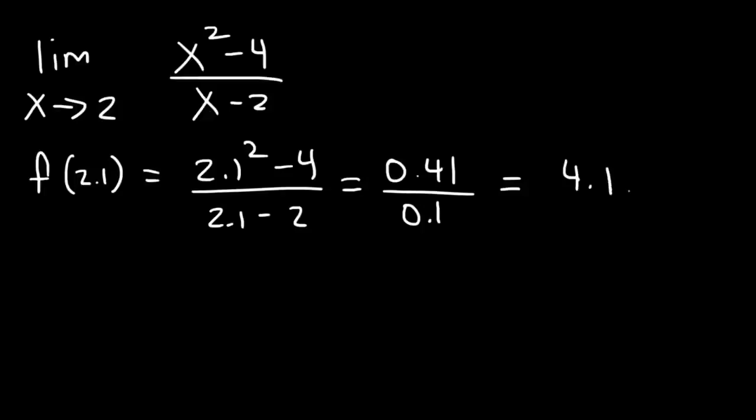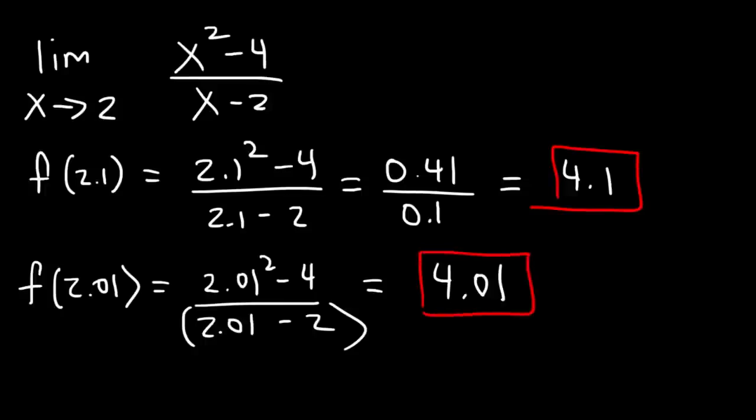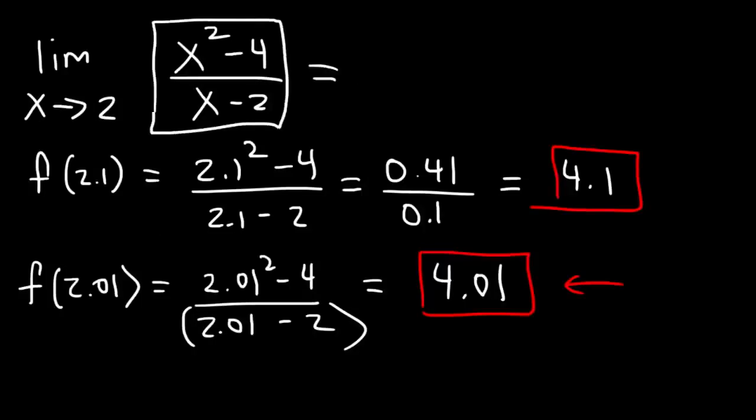Now what if we pick a value that's even closer to 2? For example, let's try 2.01. If you type this into your calculator, you may have to put this in parentheses. You should get 4.01. So notice what's happening. As we get closer and closer to 2, the limit approaches 4. So we could therefore say that the limit as x approaches 2 of this function is equal to 4.